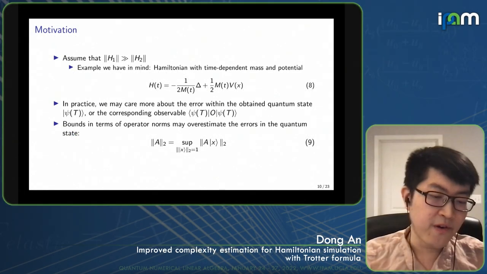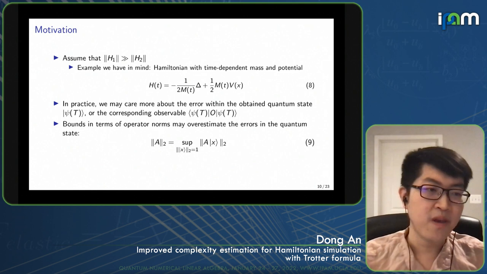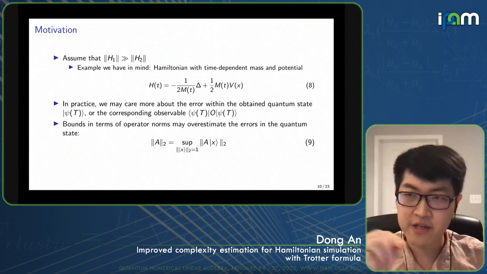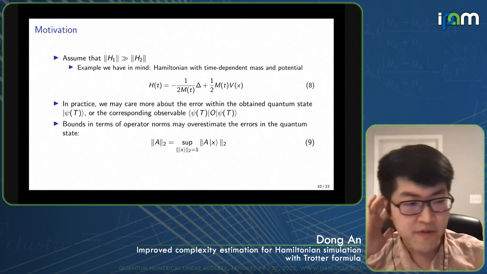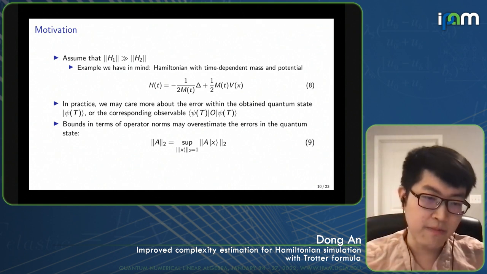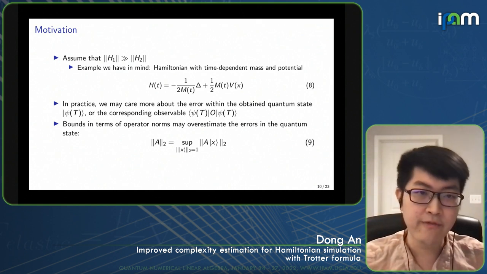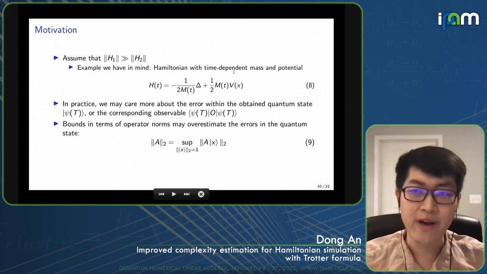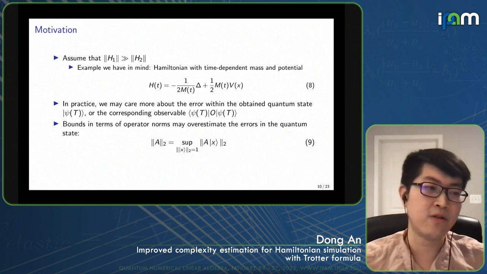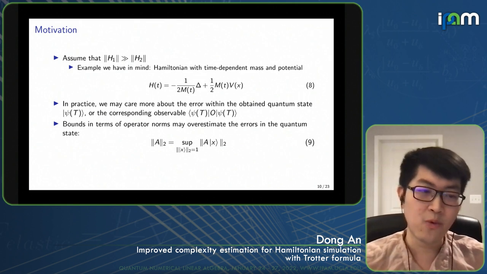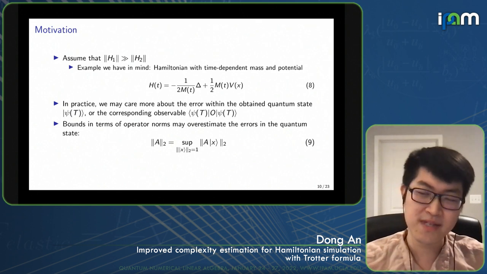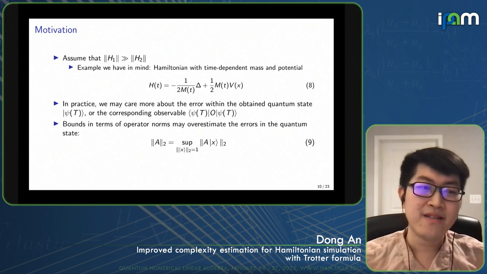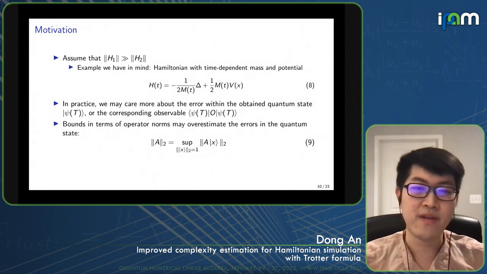So the key idea for us to get the improvement is that we really want to change the measurement of the error. Like I mentioned before, many existing error bounds just use the operator norm to measure the error. But here in our example, we try to solve the Schrödinger equation. So basically we try to get a quantum state or the wave function. So the error that we would like to study is basically the error within that quantum state. And another observation is that the operator norm can somehow overestimate the error within the quantum state.